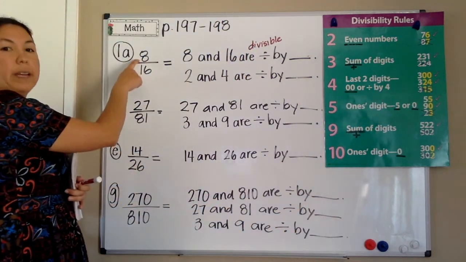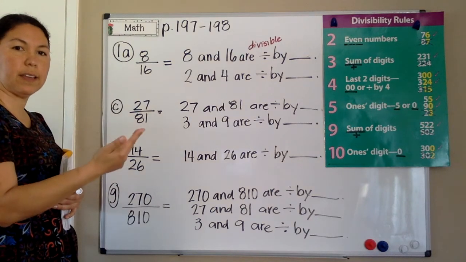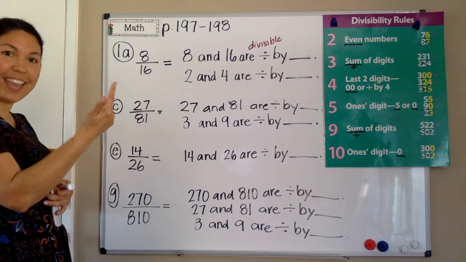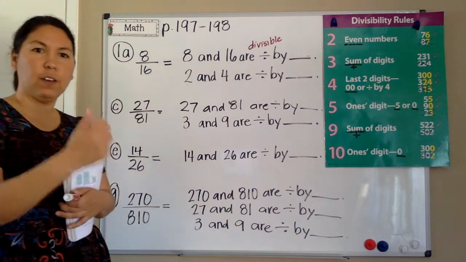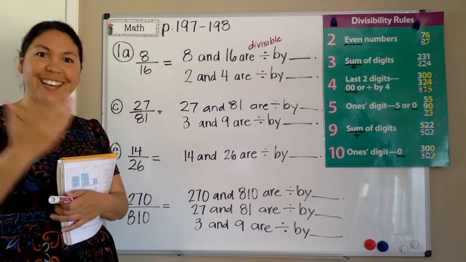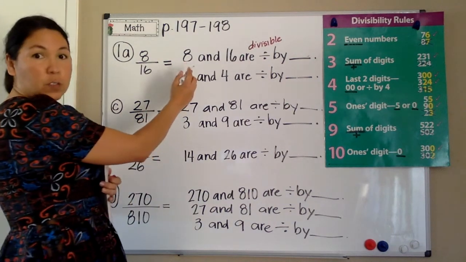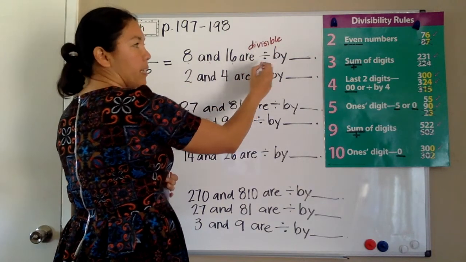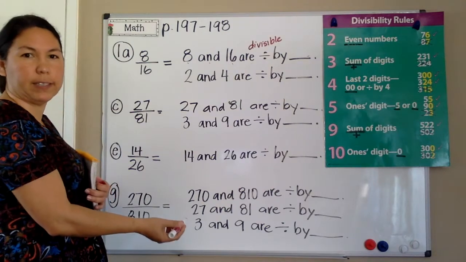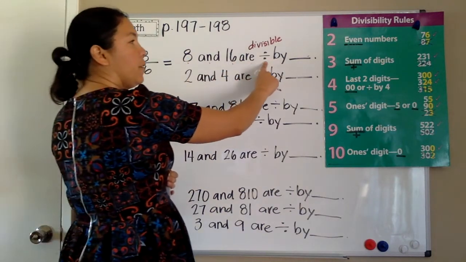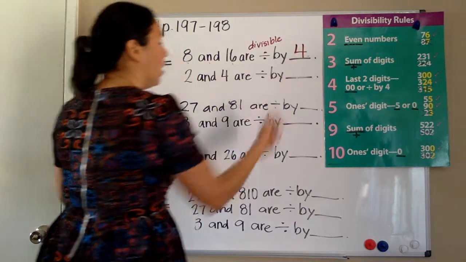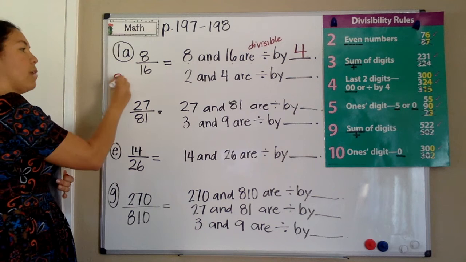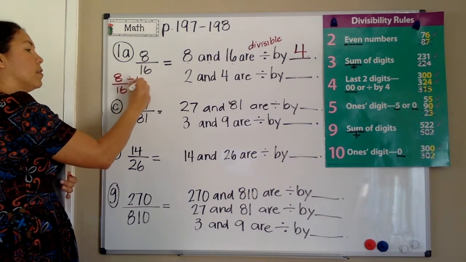Let's see. Can 4 go into 8? 4, 6. I'm sorry, I'm counting by 2s. 4, 8. Yes, it can. Can we count by 4 to get 16? 4, 8, 12, 16. Yes. So we are going to write in this first blank, 8 and 16 are divisible, is what it says in your book. I put a divide sign to make it a little easier for me. 8 and 16 are divisible by 4, because 4 can go into 8 and 4 can go into 16. So we're going to divide by 4 first. So let's go ahead and do that.